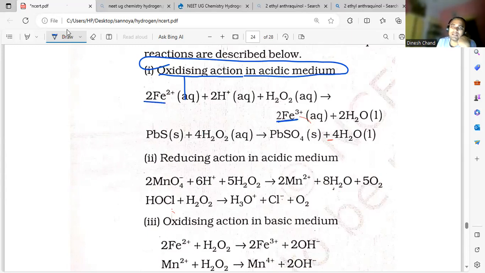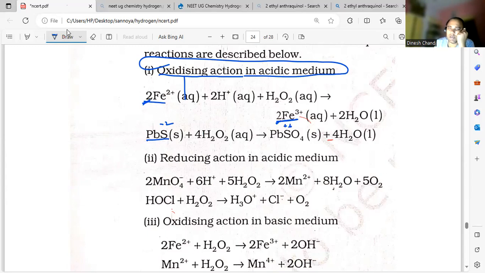Do you know how to balance the equation or not? How the 2 is coming? Redox reaction I taught, I think. Yes. Balancing I taught in acidic medium. Here we understood that the total charge on the right-hand side should be equal to the total charge on the left-hand side.